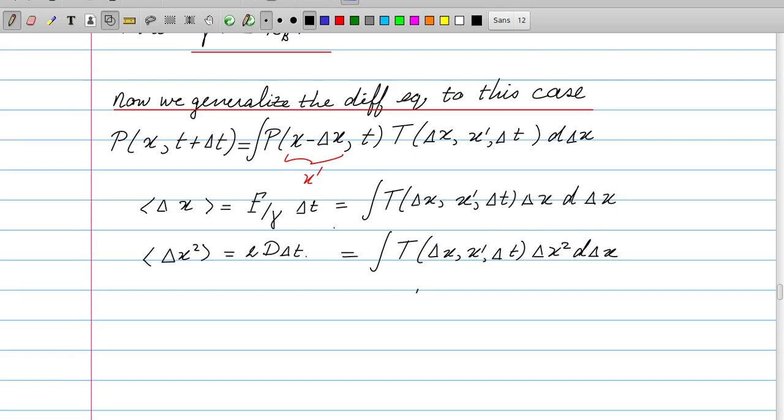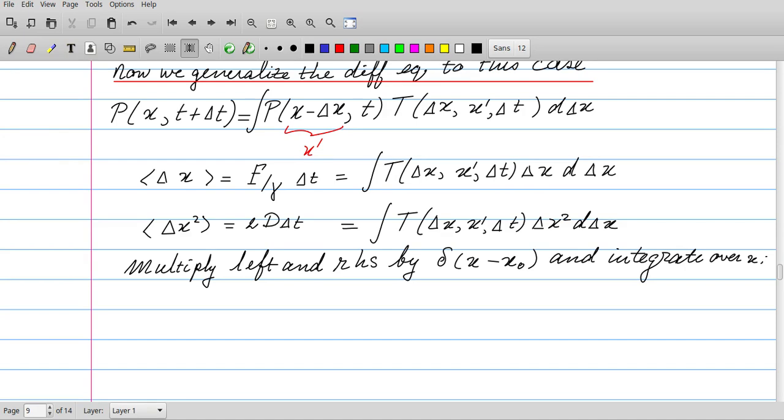We also calculate the second moment to the lowest order in delta t, and the diffusive part gives us 2D times delta t. There is obviously also a ballistic part, but that ballistic part scales with delta t squared, so that's omitted here. So the second moment of this distribution to first order in delta t can be written as 2 times D times delta t.